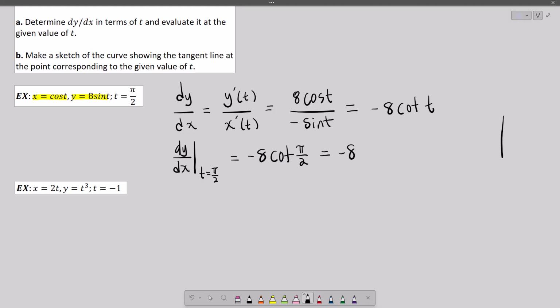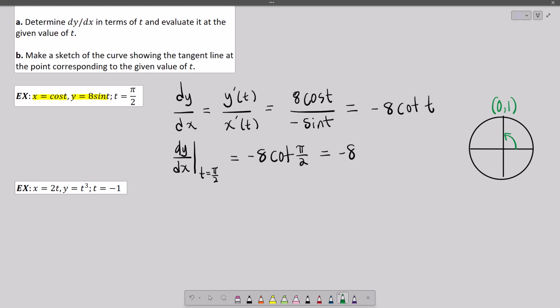Let's think about the unit circle for a second. We don't think about cotangent a ton, so let's just draw a picture, make sure we're on track. So pi over 2 is right there. This point is 1, 0. What is cotangent of pi over 2? Zero. Right? Good.